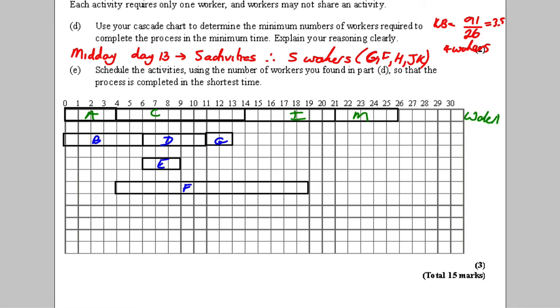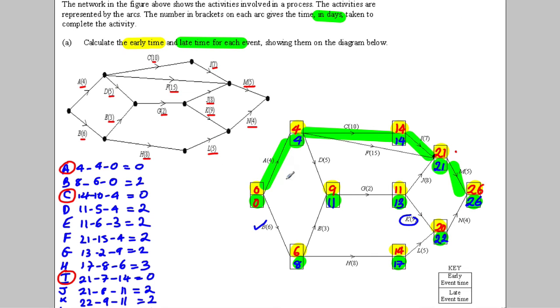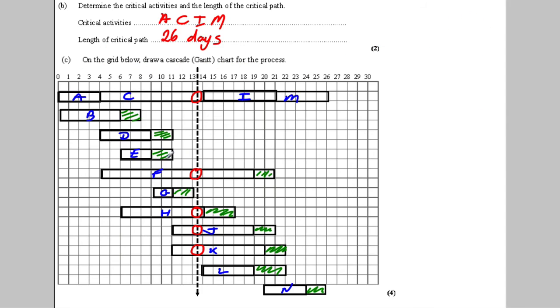After D, now just check back in my diagram. Can G happen after D? G can certainly happen after D. That's fine. So now I've done G as well. So I've done all of this. I've done this one, this one, this one, this one, and this one.